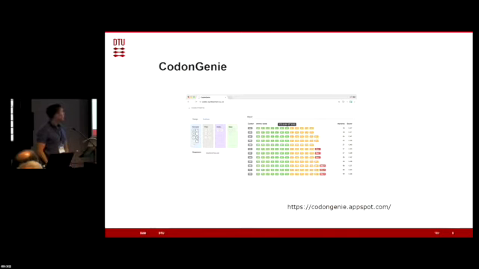I will also mention another tool that we use a lot in Speedy Genes, which is called Codon Genie.